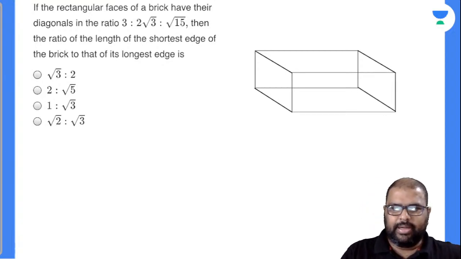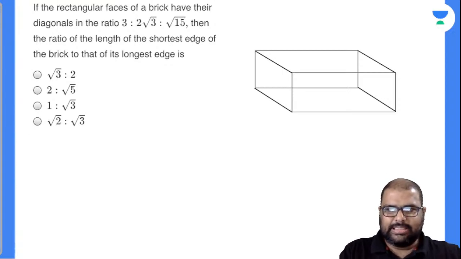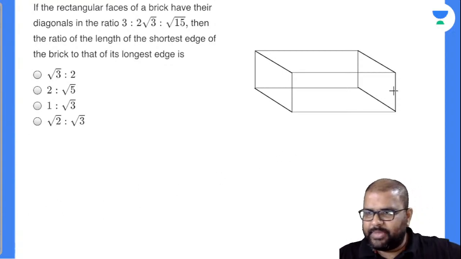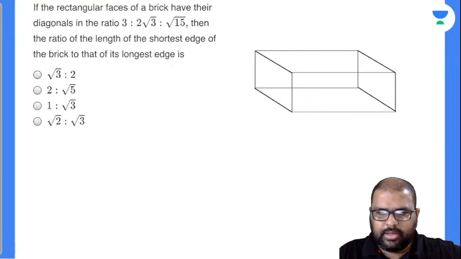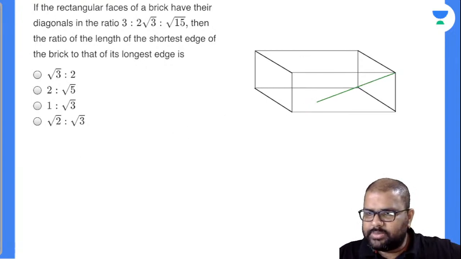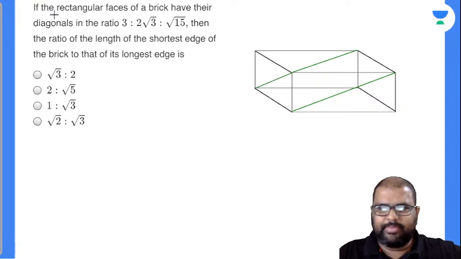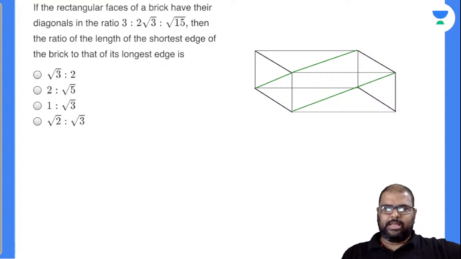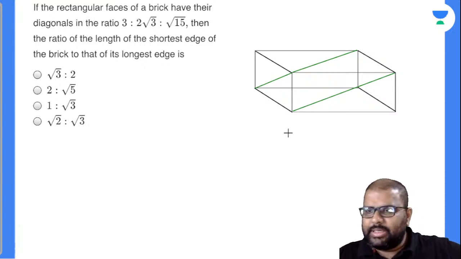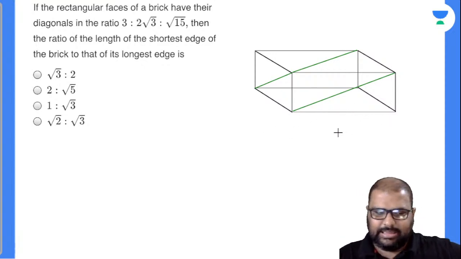Now, what is the point given there? Diagonals itself. So I'll draw the diagonals in red ink. Observe there, this is one diagonal of a face. This is one diagonal of a face. Will you accept with me? Yes or no? So what I will do is, I will take down this as length.